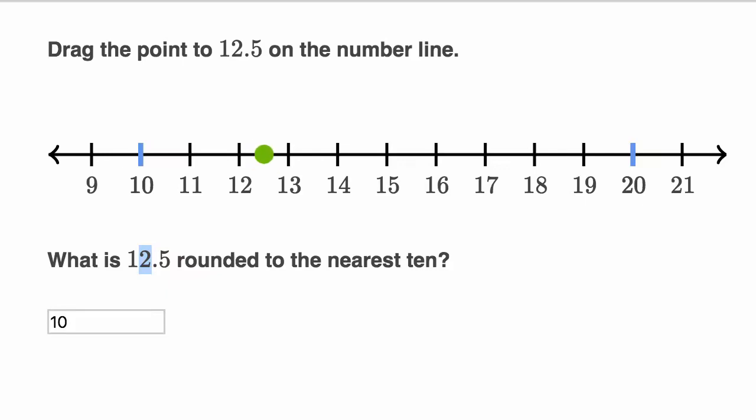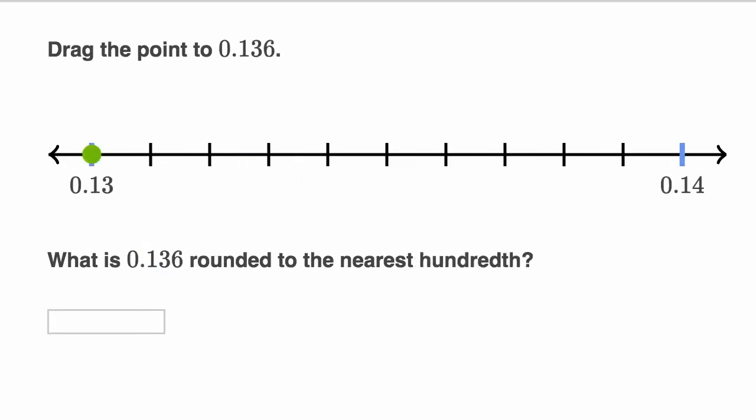Let's do another example here. So here it says drag the point to 0.136. So this is 0.13, this is 0.14. So this is 13 hundredths, and this is 14 hundredths. And let's see, there's 1, 2, 3, 4, 5, 6, 7, 8, 9, 10. So you could think of it as the 10 thousandths between these two hundredths. So we want to go 13 hundredths and then another 6 thousandths. So let's see, we go 1, 2, 3, 4, 5, 6, just like that.